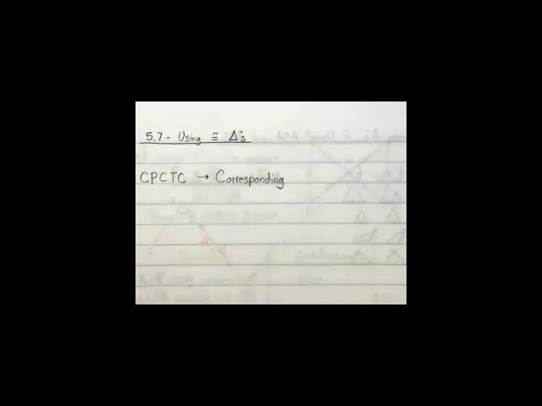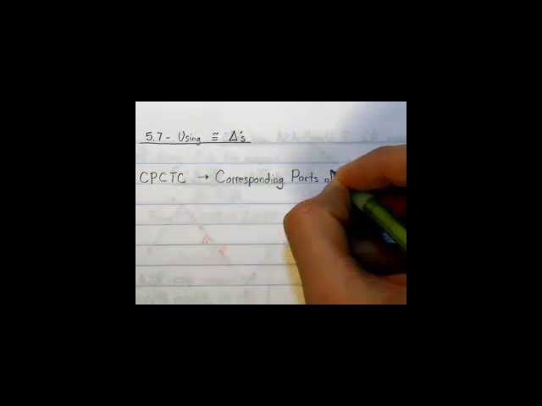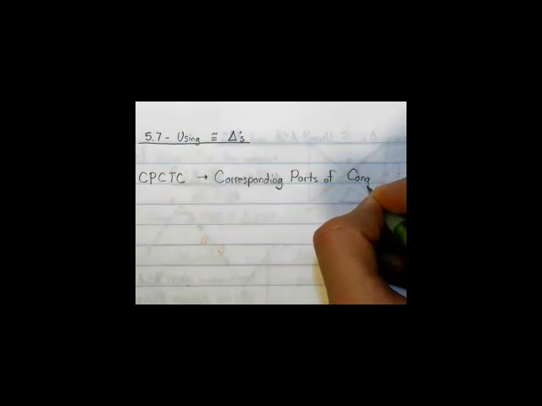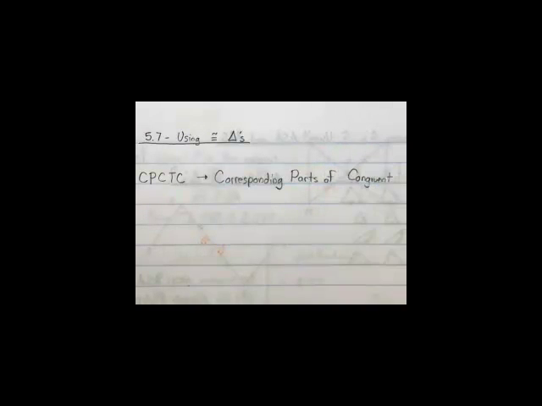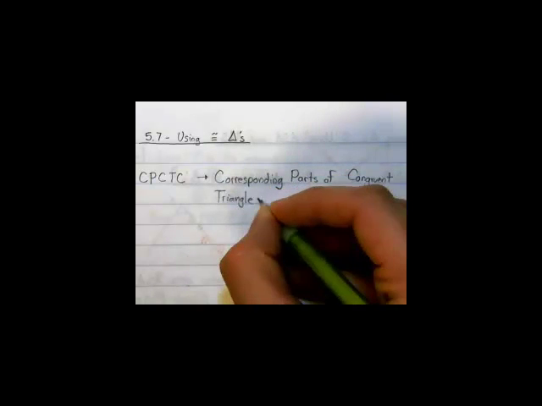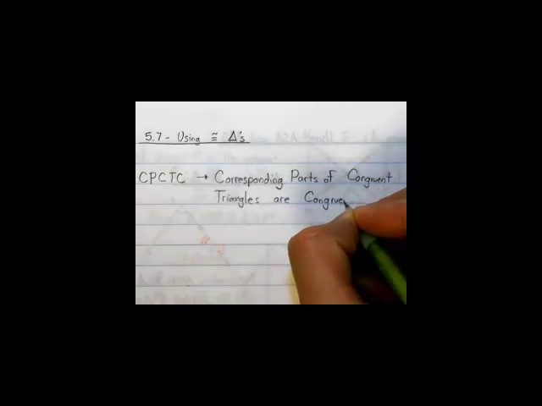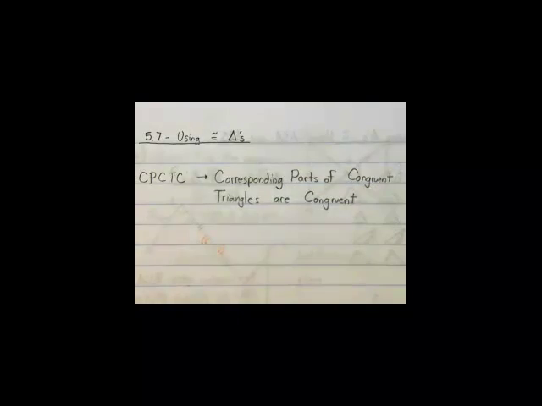It stands for corresponding parts of congruent triangles are congruent. So, it's like I said, it's what I just said. If you have two triangles you know are congruent, all of their corresponding parts are congruent, right? If you can match them, then you got it, okay?